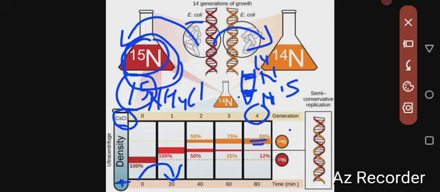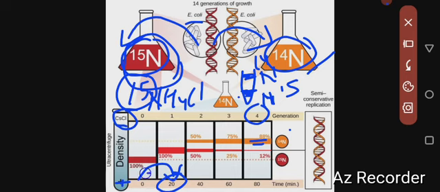After a few generations, they switched the bacteria to a medium which contains N14 only, that is the lighter isotope. Then they allowed them to grow for several generations in N14 medium. So what did they observe? You can see here, after 20 minutes, what you are getting.